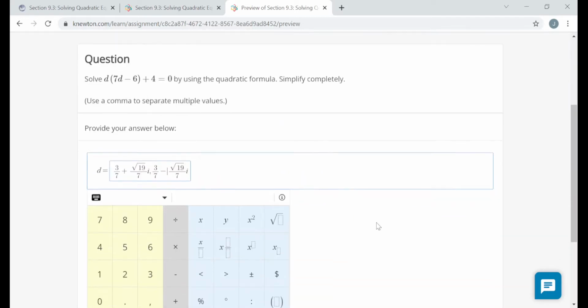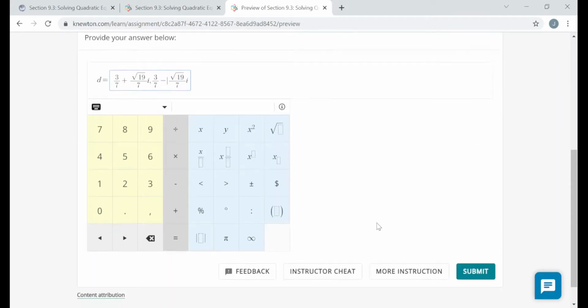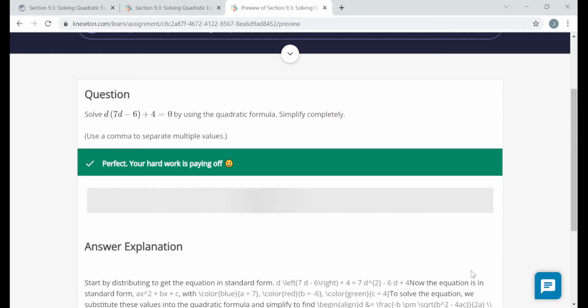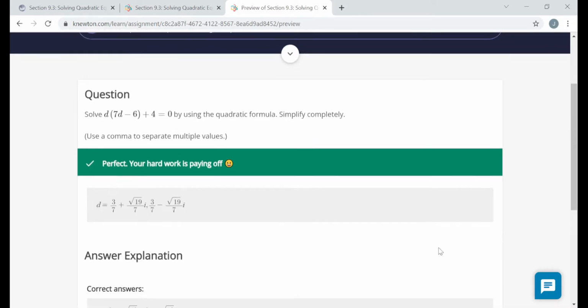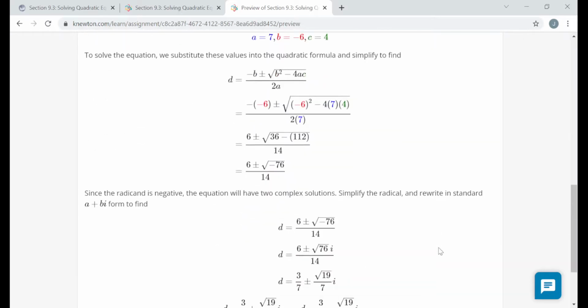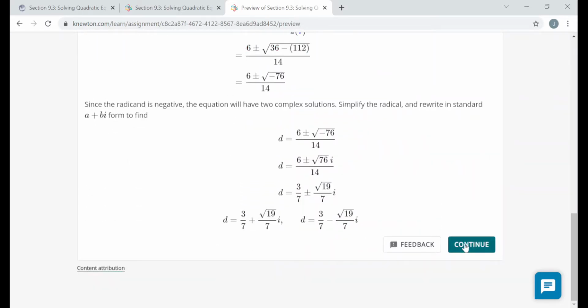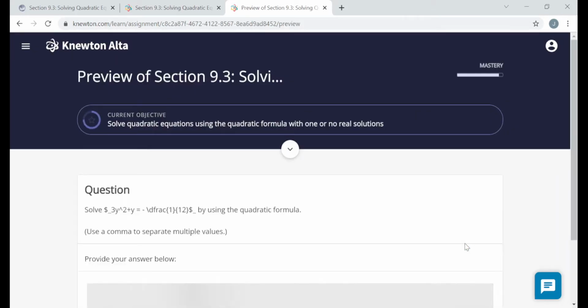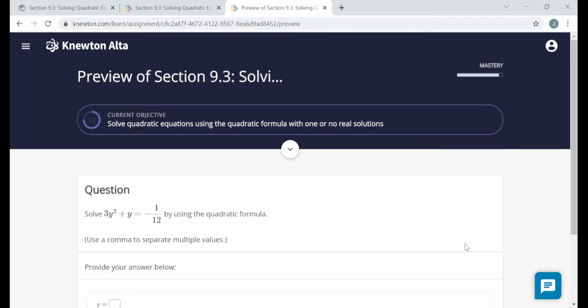Okay, 3/7 minus the square root of 19 divided by 7 times i. Wonderful. All right, I probably got just one more of those, I think. If you're doing everything correctly, most objectives will only have 4 questions to do. That is if you're doing stuff right. If you get things wrong, then they'll throw more questions at you.